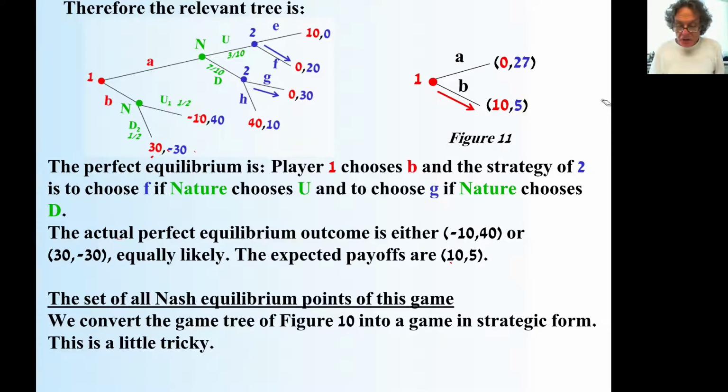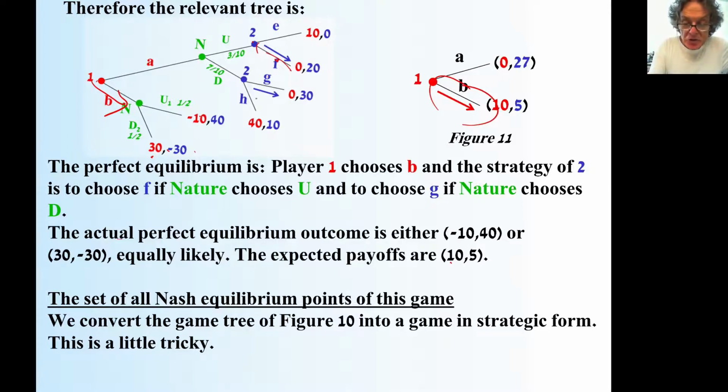The set of all Nash equilibrium points of this game: if you want to know the set of all equilibria, we find one equilibrium. What is the equilibrium? Player 1 goes B, and player 2 goes F and G. So the strategy of 1 is B. The strategy of 2 is F, G. Actually, how many strategies does 2 have? 2 has 4 strategies.